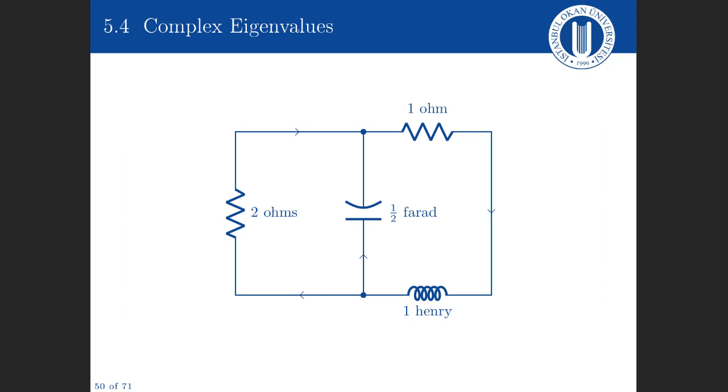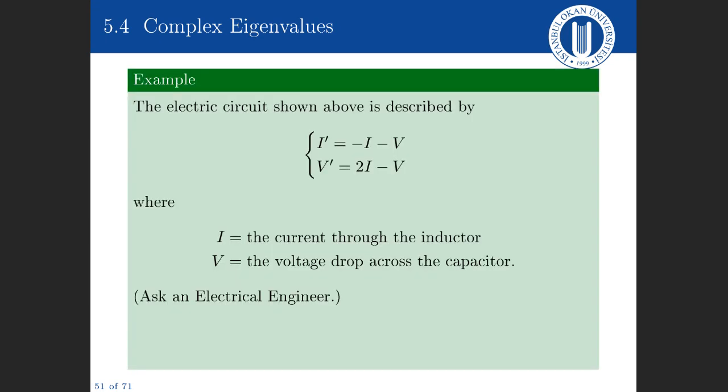The next example is an example from electrical engineering. We're going to be using this simple circuit with two resistors, an inductor, and a capacitor. This electric circuit is described by this linear system. I here is the current through the inductor, and V is the voltage drop across the capacitor. The circuit is described by I prime is equal to minus I minus V, V prime is 2I minus V. Why does this system of differential equations describe this circuit? I'm not going to go into that. Ask an electrical engineer why this is true. This is a maths course. We're just going to look at the maths of solving this linear system.